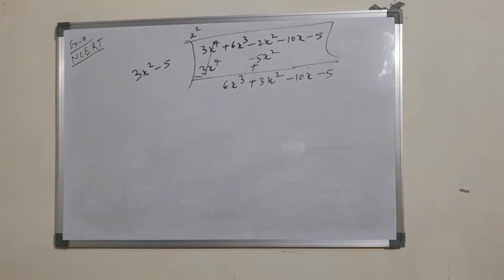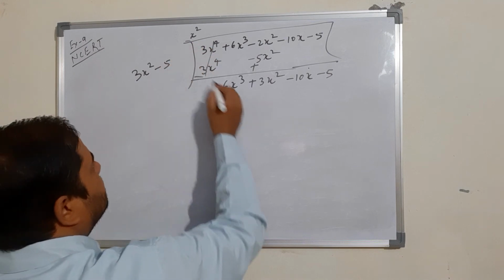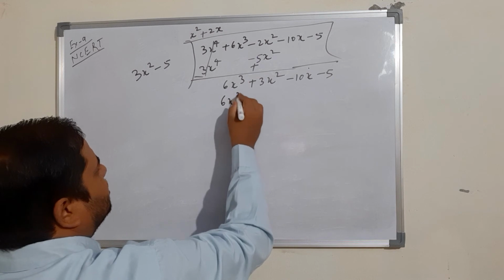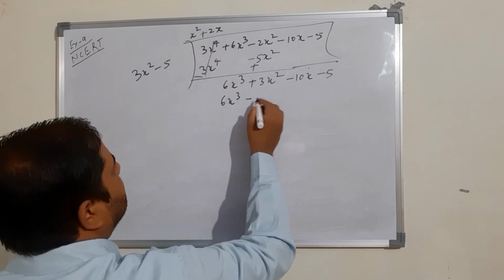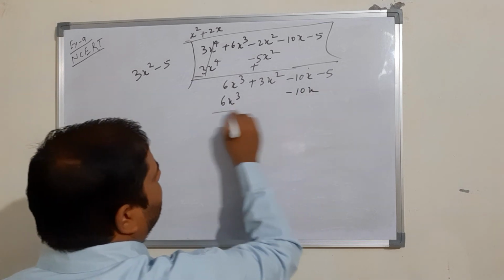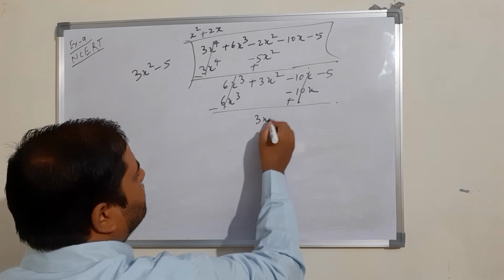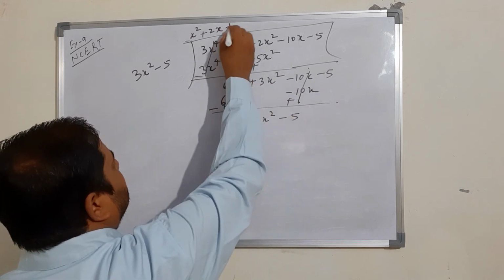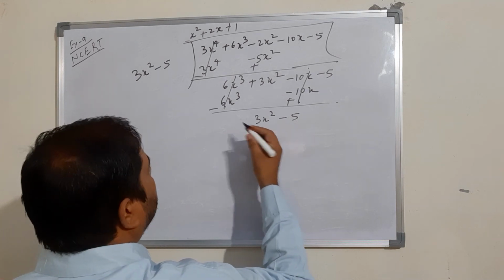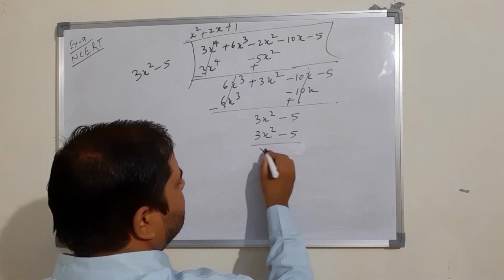Okay, so next one, 2x times this gives 6x cube minus 10x. Okay, so this is also cancelled out, this is also cancelled out. 3x square minus 5, and you see 1 is the next quotient. So 3x square minus 5, and this is cancelled out.